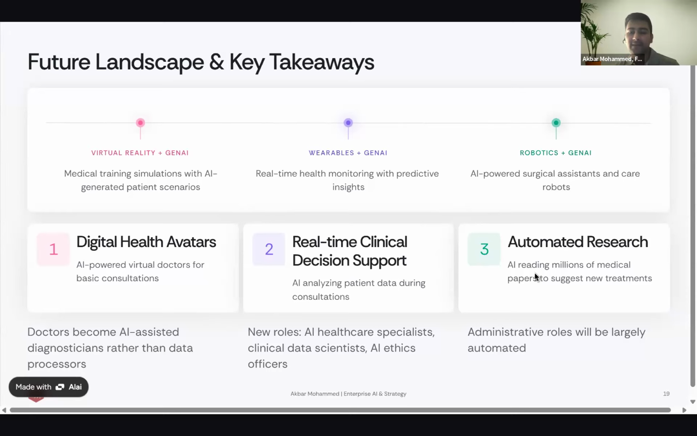So that's happening. The third one is automated research. And this is the most exciting one for me. Now that we have a lot of healthcare data digitized, and some of these AI models have already learned this healthcare data, we can now combine knowledge from multiple sources.